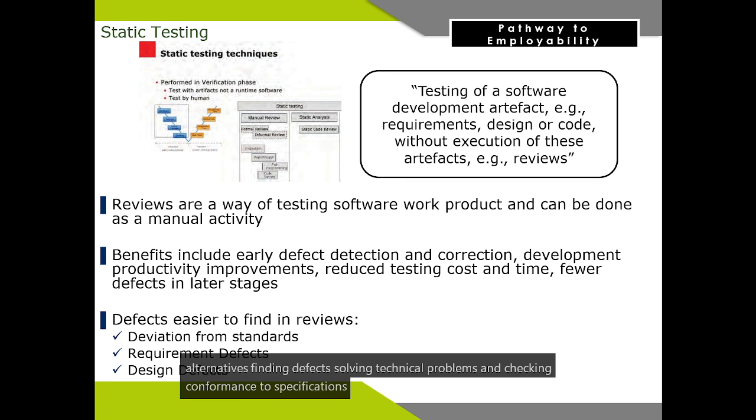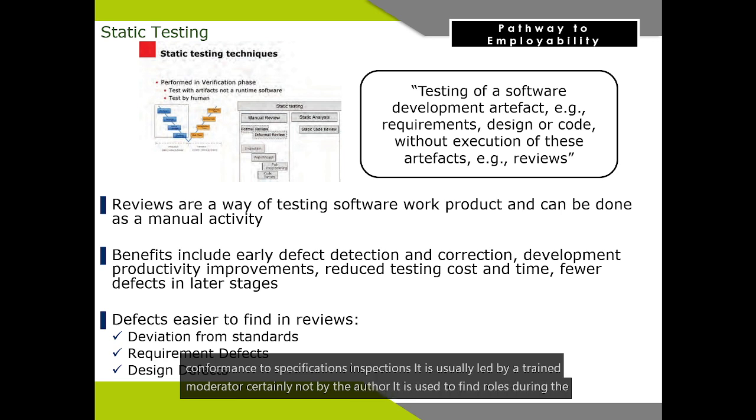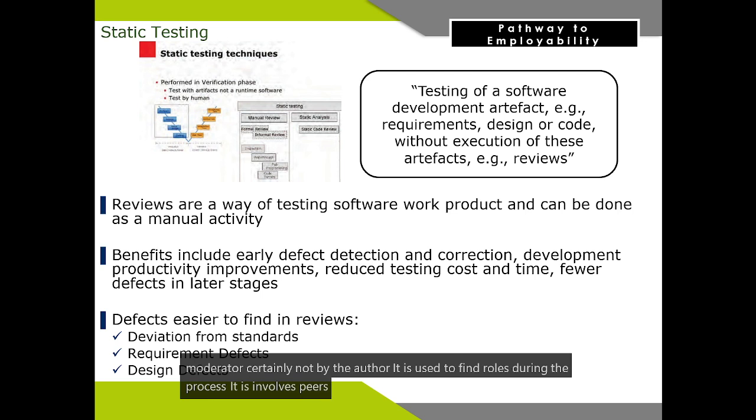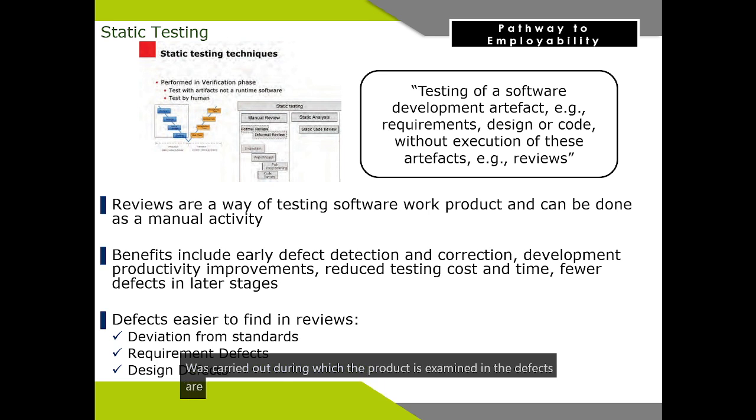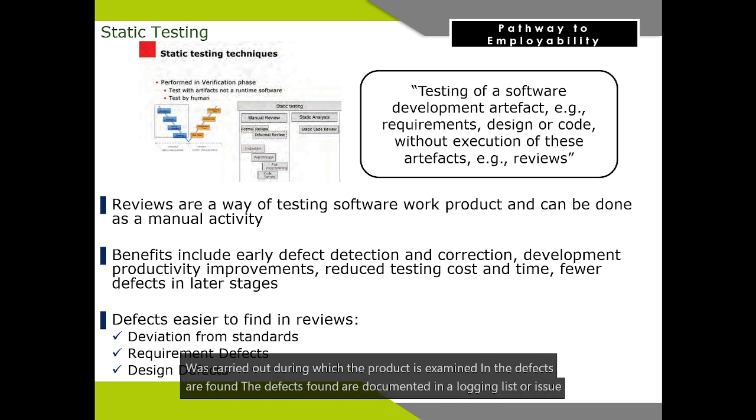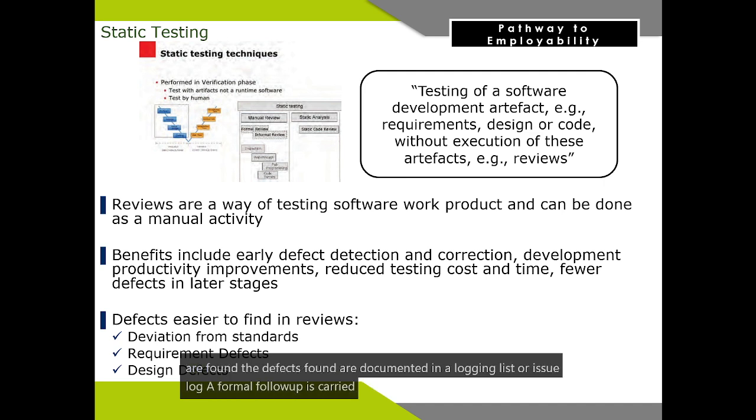Inspections. It is usually led by a trained moderator, certainly not by the author. It uses defined roles during the process. It involves peers to examine the product. Rules and checklists are used during the preparation phase. A separate preparation is carried out during which the product is examined and the defects are found. The defects found are documented in a logging list or issue log. A formal follow-up is carried out by the moderator applying exit criteria.